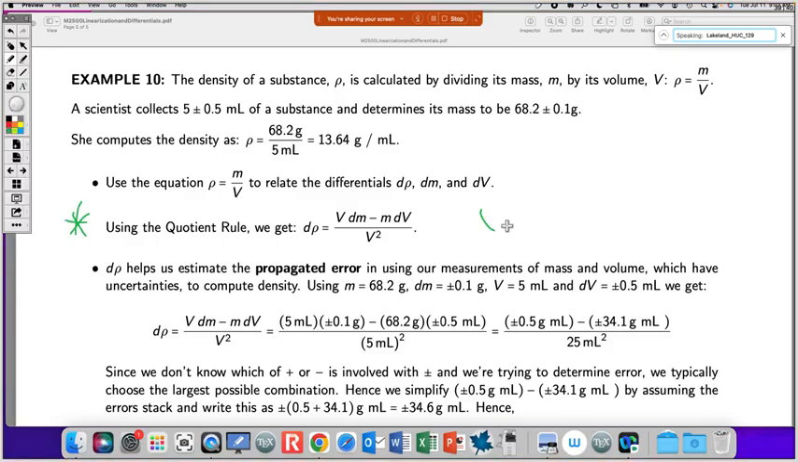So quotient rule. Same quotient rule you had before. Low d high minus high d low. You square the bottom and off you go. Notice the d's are literally differentials. You with me or not? So then we just plug in. Volume was 5. The mass was plus or minus 0.1 grams. The mass 68.2. Volume plus or minus 0.5 mL. Volume 5 mL. So that's what's happening here. We're just plugging everything in.